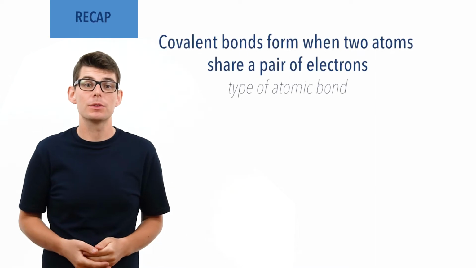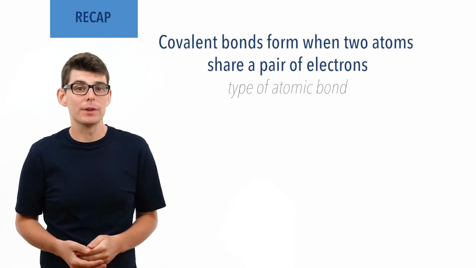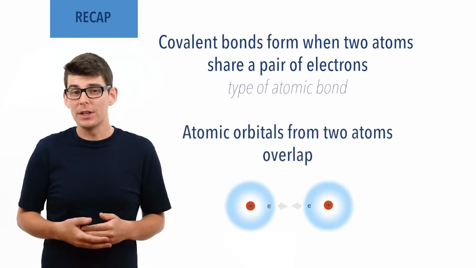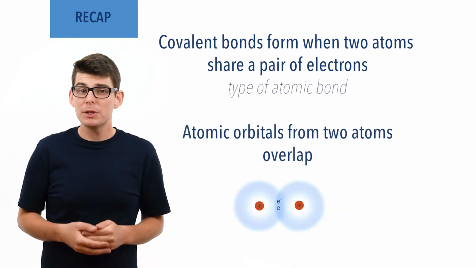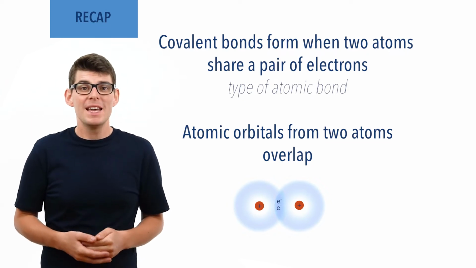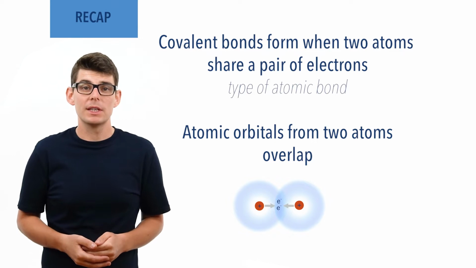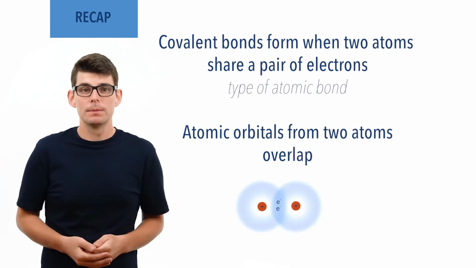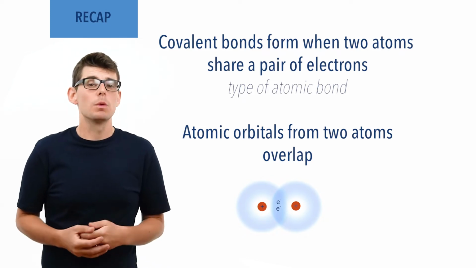Before we talk in detail about permanent dipole-dipole interactions, there are a few essential ideas you need to be comfortable with. Covalent bonds are atomic bonds that form when two atoms share a pair of electrons. An atomic orbital from each atom overlaps and creates a new area of electron density between the two atoms. The positively charged nucleus of each atom is attracted to the shared electron density, and this pulls the atoms closer together, creating a covalent bond. Inside a single bond, there is one pair of electrons.